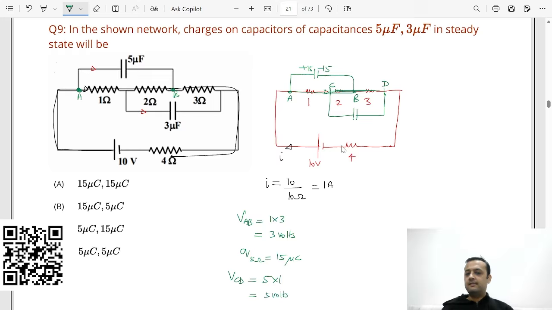And this is 3 microfarad. So what is the charge here? 5 3s are 15. So this will also have 15 microcoulombs of charge. Basically both of the capacitors have a charge of 15, 15. So option A will be the correct answer for this question.